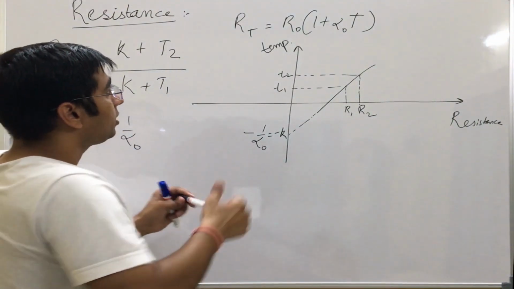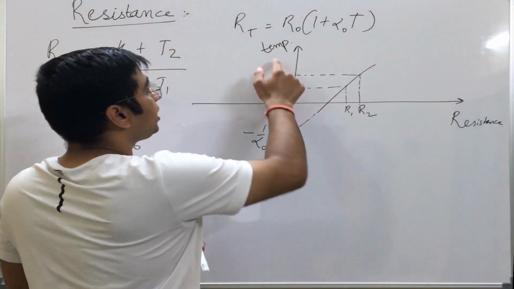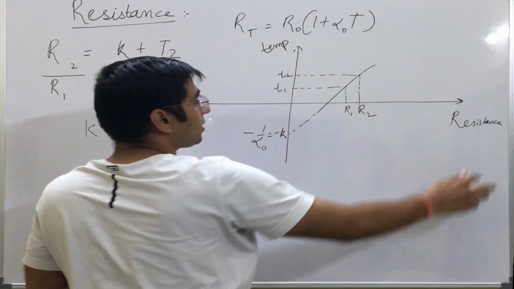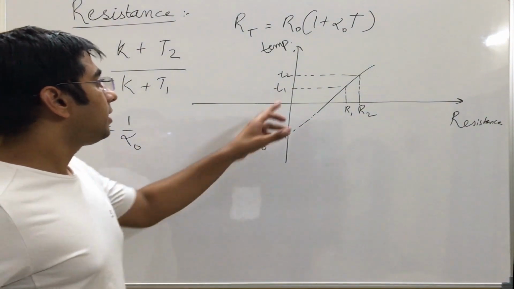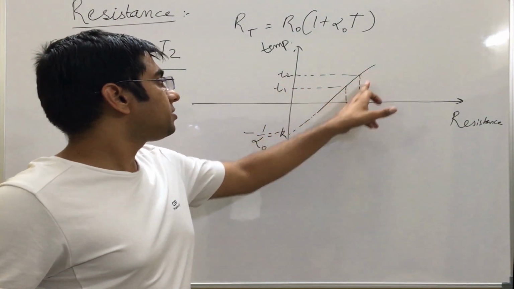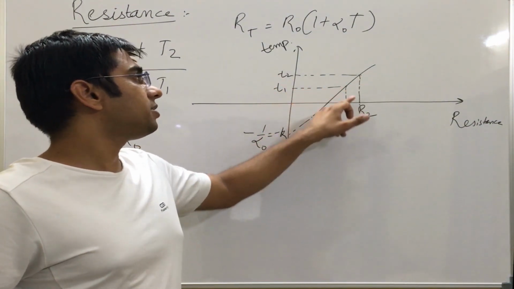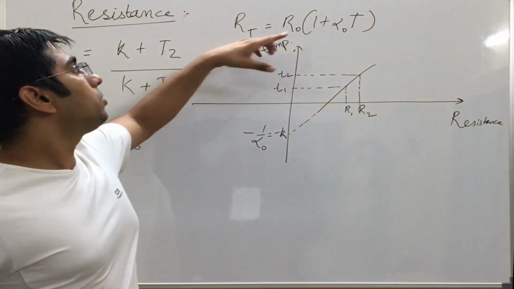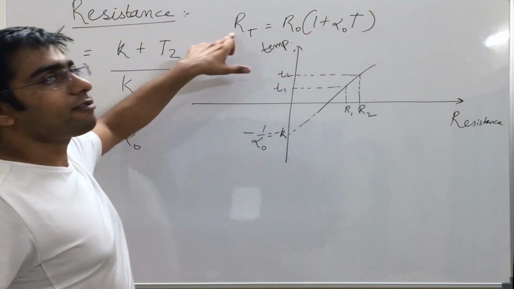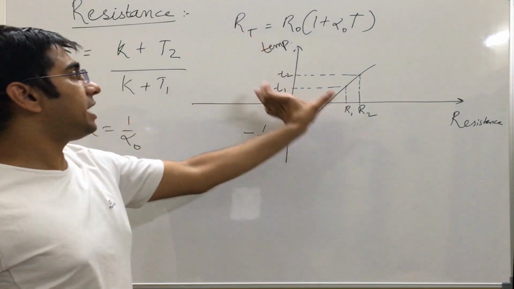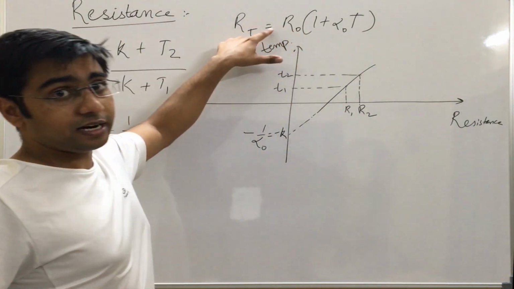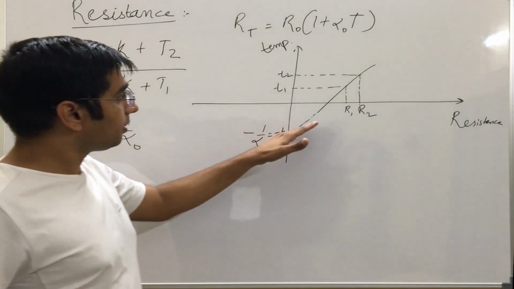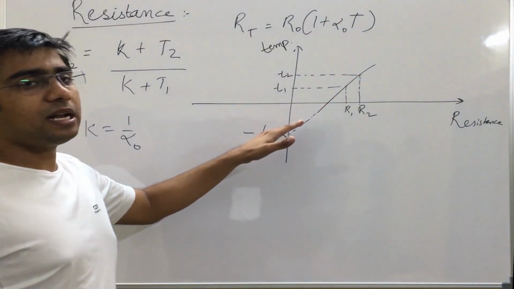Now, if I plot this equation on a graph with temperature on the y-axis and resistance on the x-axis, we will see that at a higher temperature, the resistance will be higher, and at a lower temperature, the resistance will be lower. And also, the graph is a linear one. The graph of resistance and temperature is a linear graph. So, the graph is a simple line.